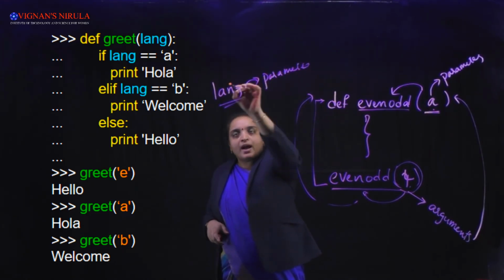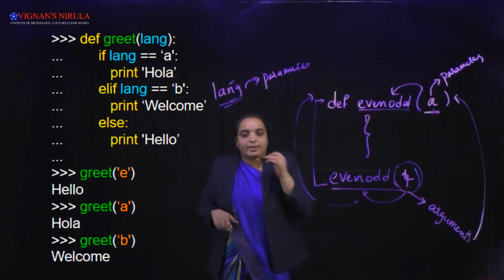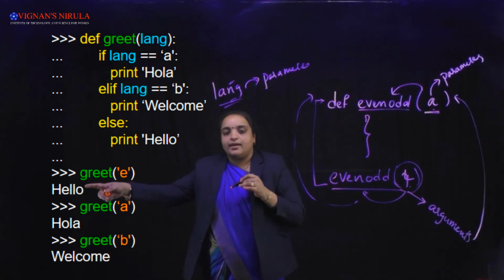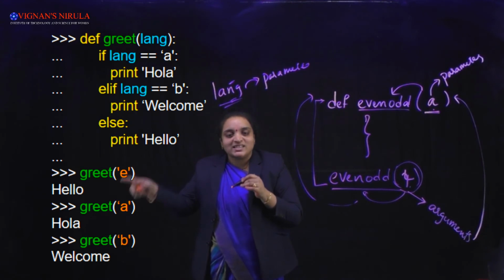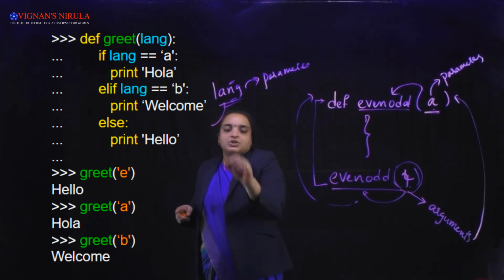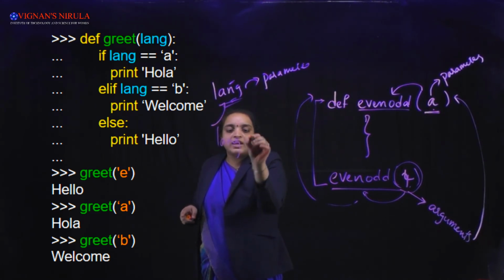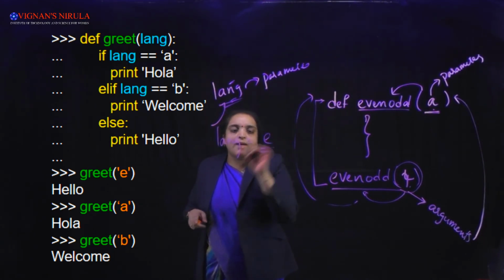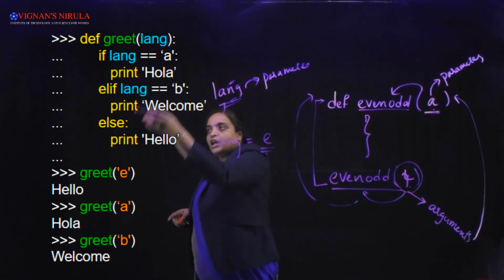So to this parameter I am supplying the argument. Here, if you see, greet E means E is the parameter, which is the argument passed to lang. So if lang is equal to E, what will happen? It will print the corresponding block of statements.